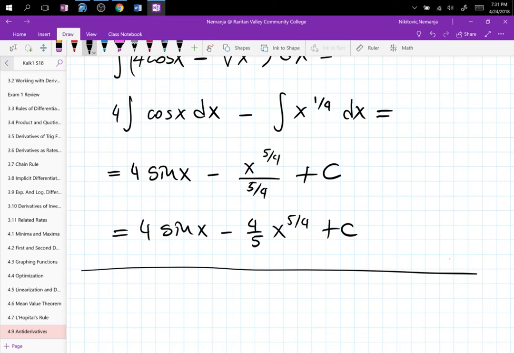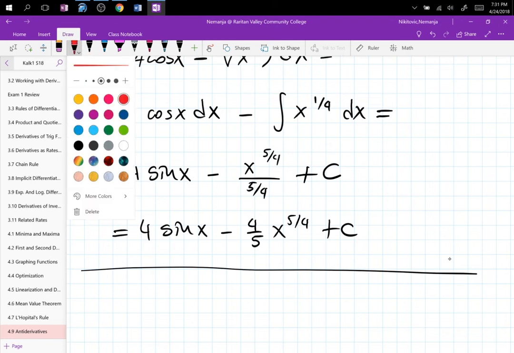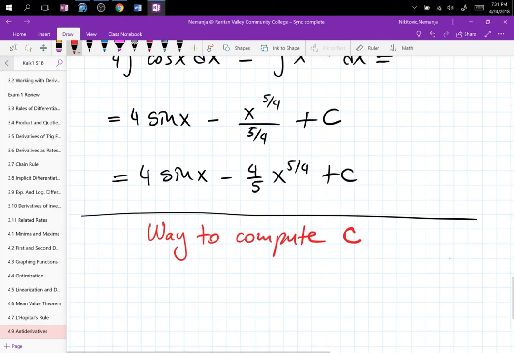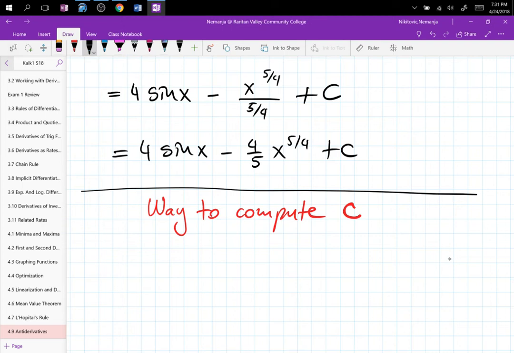So the way to compute c, I have to give you the integral, and I also have to give you something that is called an initial condition. And you will be able to retrieve c if I give you the initial condition.